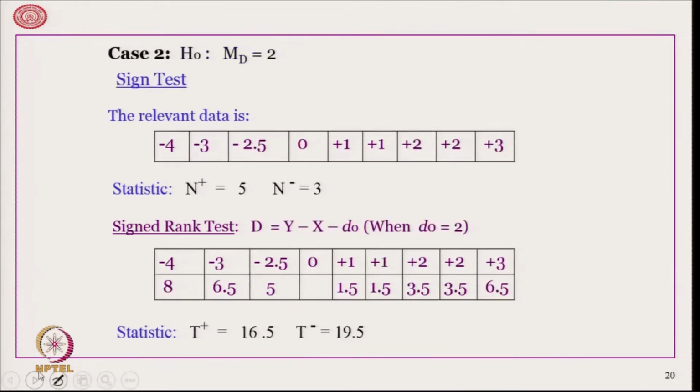Now, let us look at the second case, when we are looking at MD equal to 2. Therefore, now my statistic is going to be, we are going to subtract 2 from all of them.